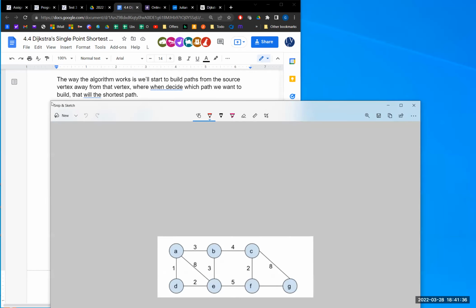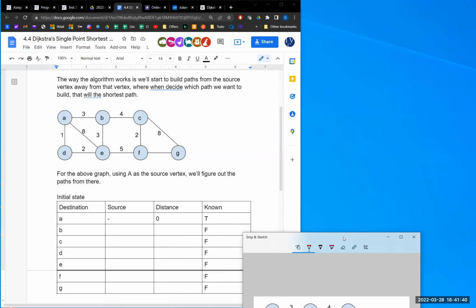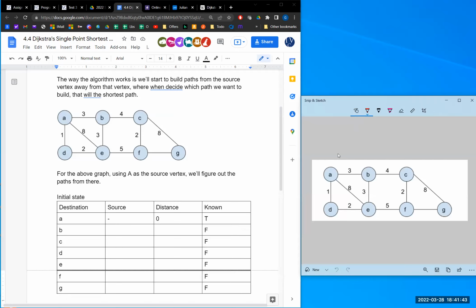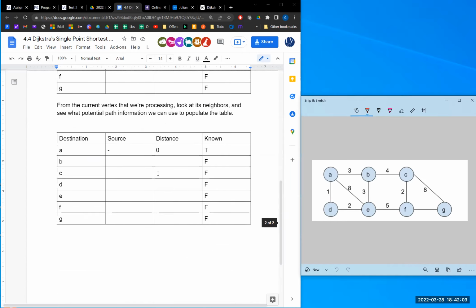Now this algorithm, of course, is not using an image to do its job. It would be using the underlying adjacency matrix or list, whichever we chose to use to process the data. If we're using an adjacency matrix and we're using A, that means we're looking at the row A in the matrix. And then we're looking to see, is B a neighbor? Yes, it is. And it costs 3 to get from A to B. So what we'll do is we'll go ahead and come to the table, say we can build a path to B.